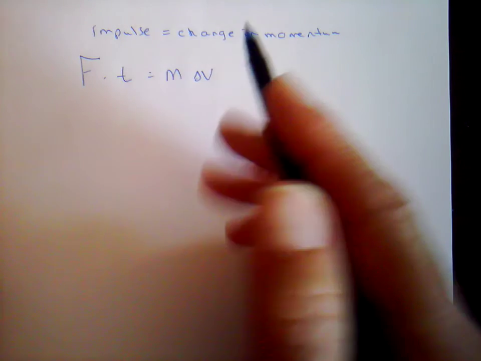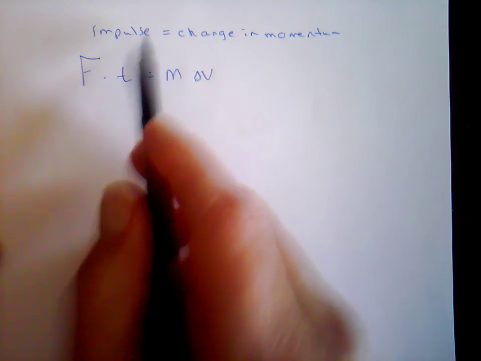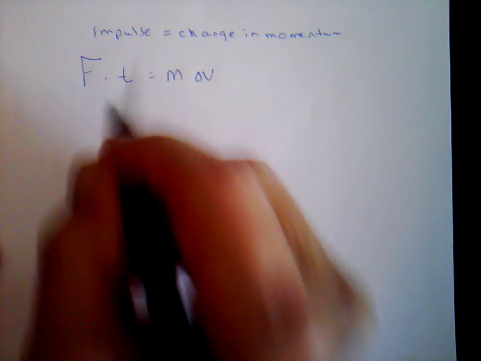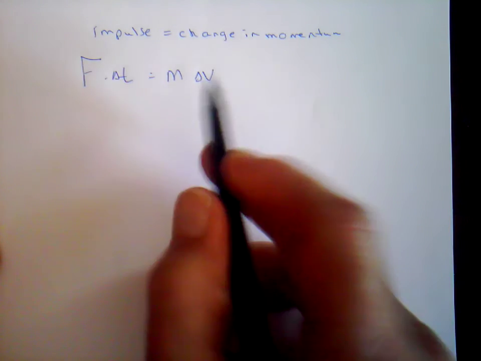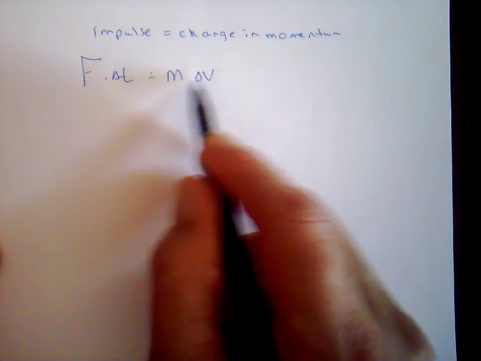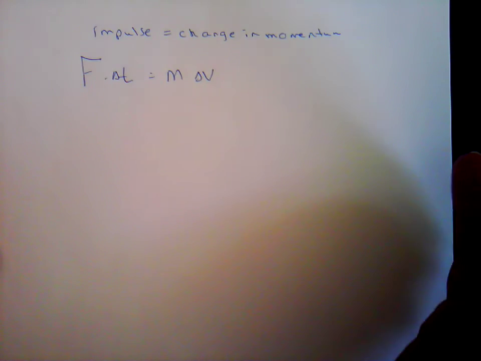The equation we're working with is impulse and change in momentum. We know that impulse is force times time. You can probably put change in time here. And change in momentum is mass times change in velocity, as long as the mass is constant.